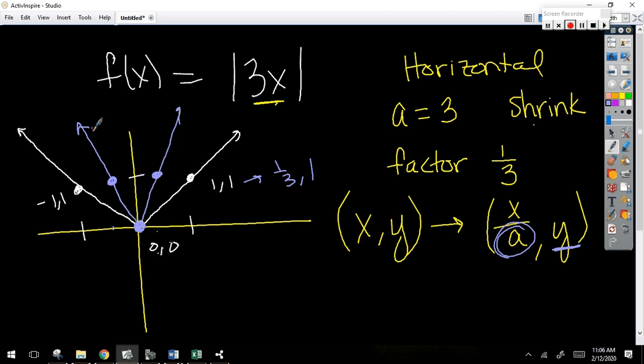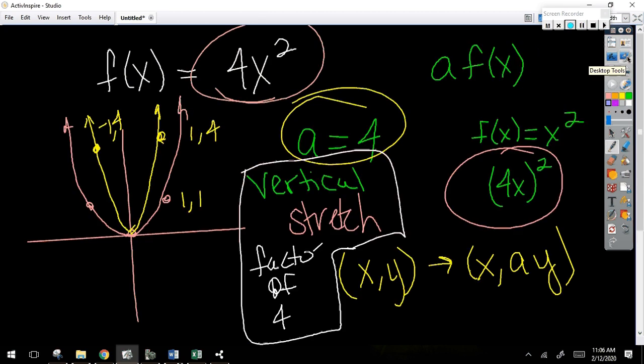Super horizontal, you're always changing the x. And then vertical, always changing that. Let me ask you this question. Go back to the example we did before this one. I can't remember if I said this or not. I didn't. How could I come up with the same exact equation but doing it as a horizontal shrink instead?